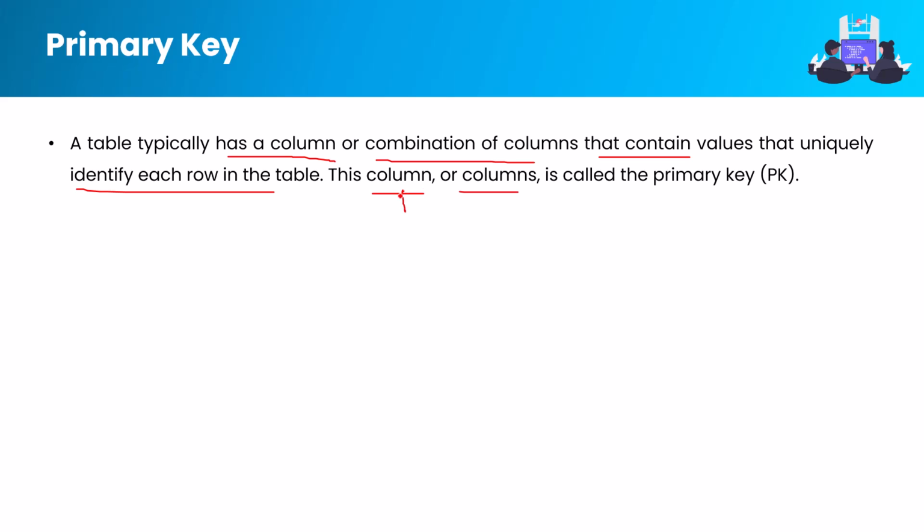If one particular column will identify a unique record, then that particular column will be a primary key. And if a combination of columns is able to uniquely identify each row in the table, then those columns are together called the primary key. Now we will show this point with an example.